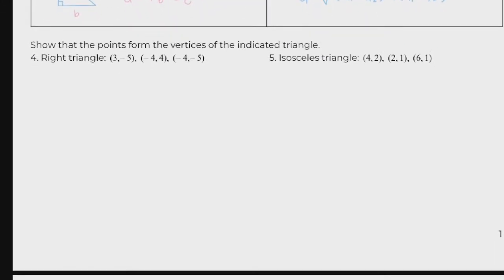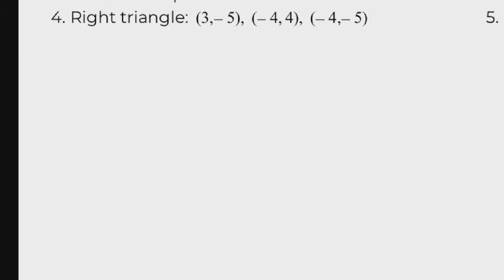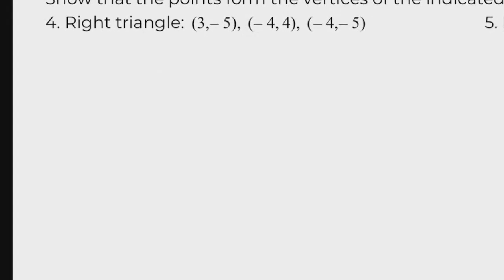So in this first section, we want to show that the points form the vertices of the indicated triangle. So number 4 says right triangle. And to keep things a little more organized, I'm just going to call this A, B, and C, just so I know which side lengths I found. So first, let's start by finding AB. So we're going to plug this into the distance formula because we want to find the lengths of each side. So this would be 3 plus 4 squared plus negative 5 minus 4 squared.